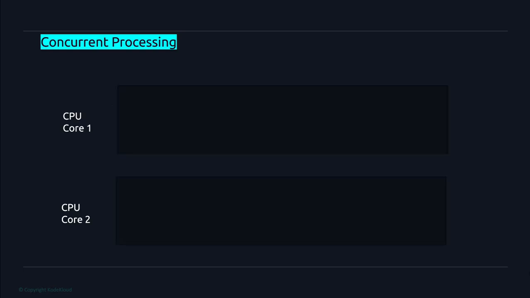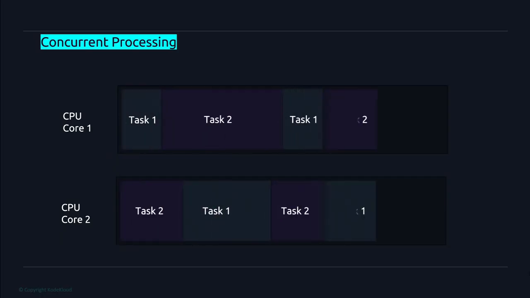Now, concurrency in multiple core CPUs would look something like this. There are two cores and two tasks. Each core is executing both tasks by switching among them over time. This system is also known as multiprocessing system, where CPU cores are added for increasing computing power.